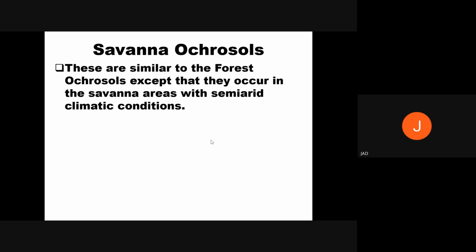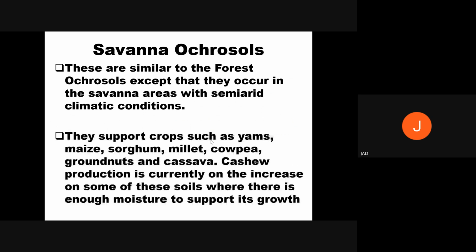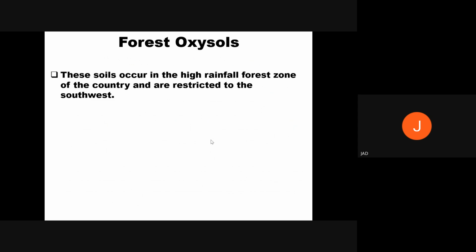Then we have the savanna acrisols. These are similar to the forest acrisols, except that they occur in what? Savanna areas with semi-arid climatic conditions. They support what? Cereals like maize, sorghum, millet, and, of course, cowpea, and it is also ideal for tree crops like cashew. So if you have such a type of soil, those are the agricultural activities that you can carry out with those soils. Then we have oxisols.